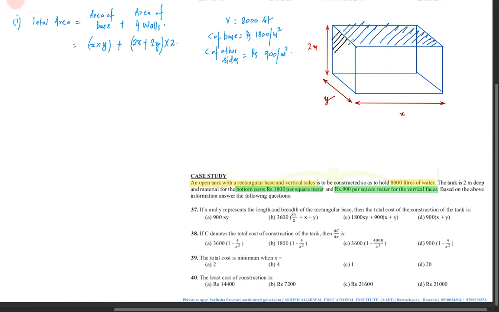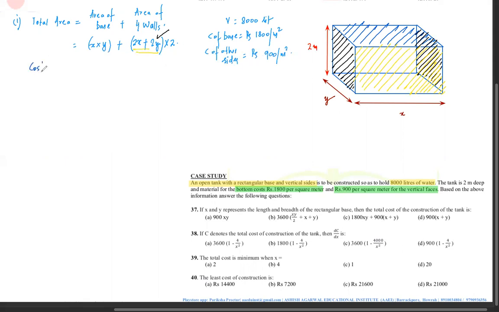The surface which I have shaded with black, this area is 2x. Its opposite area is also 2x. Sorry, the black surface area is 2y. So opposite, this surface area will also be 2y. That is why 2y into 2. Similarly, the front surface, which I'm shading with yellow color, if this surface area is 2x, the opposite one will also be 2x. That is why 2x plus 2y multiplied by 2.